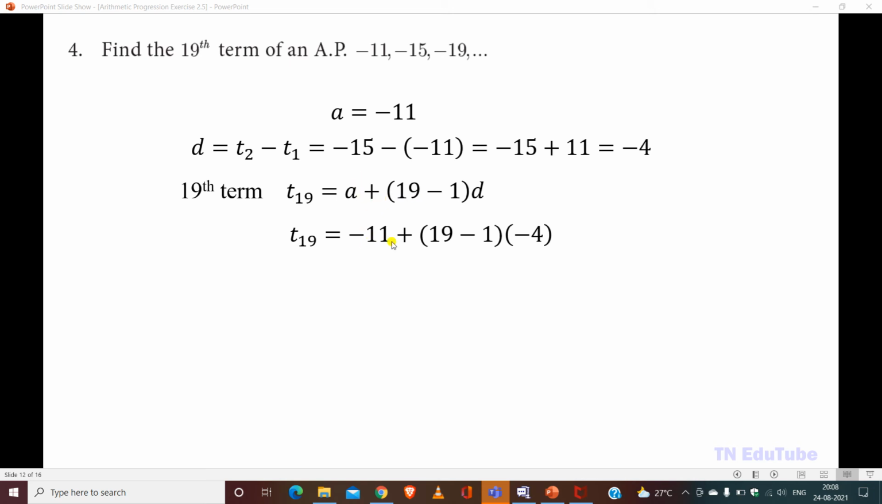So you get minus 11 plus 19 minus 1 into D, where the D value is minus 4. So you get minus 11, 19 minus 1 is 18, into minus 4. 18 into minus 4 is minus 72. So minus 11 minus 72, you get minus 83. Minus 83 is the answer for this question.